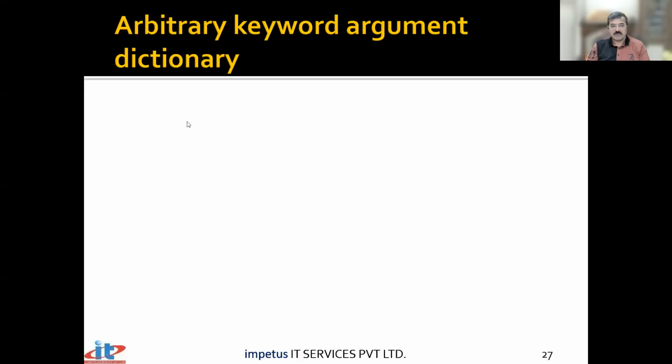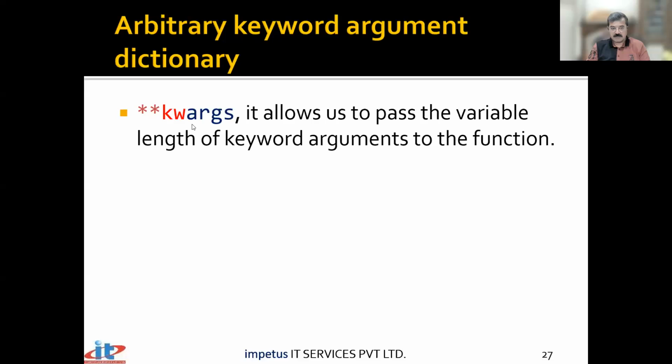So what we're going to explore today is arbitrary keyword arguments. That's a dictionary. So this KW is nothing but keyword. It allows us to pass a variable length of keyword arguments to a function. But there are certain rules that we'll have to keep in mind. That is something that we're going to focus on today.